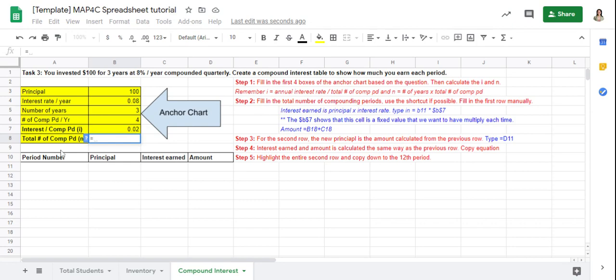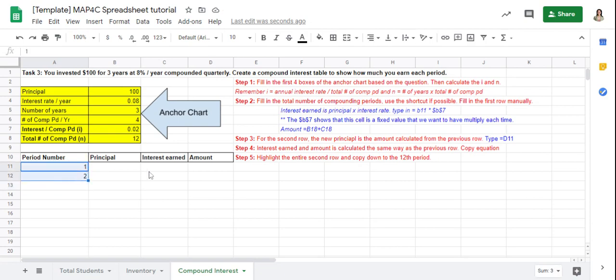The total number of compounding periods we need to calculate as well. It's the number of years times the compounding periods per year. So we have a total of 12. Now the next step, we're going to fill in our table. We know that there's a total of 12 periods. So we're going to need to have 12 periods here.